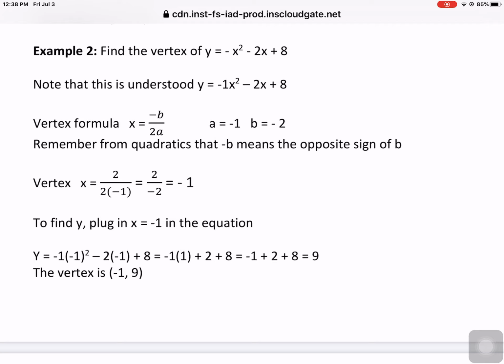To find y, plug in x equals negative 1 in the equation. So y equals negative 1 times negative 1 squared minus 2 times negative 1 plus 8.